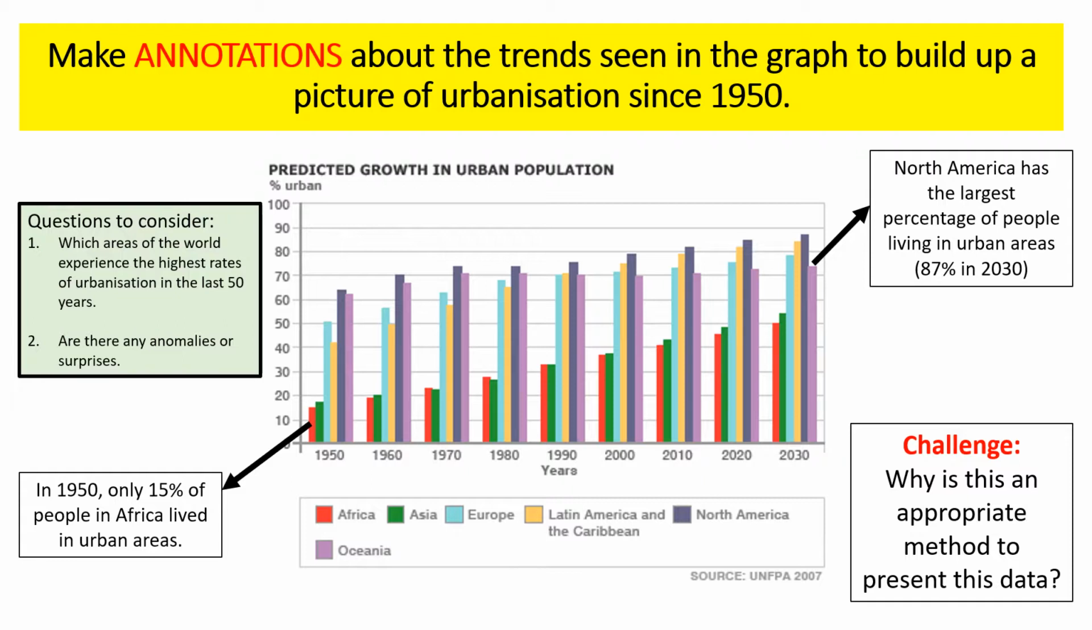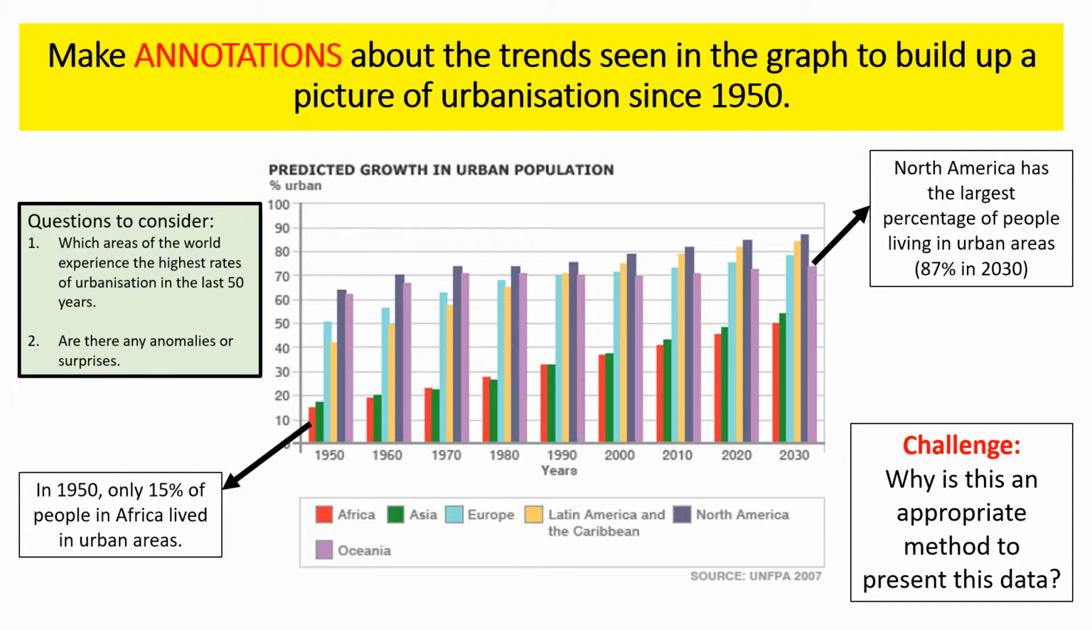This allows a very clear way of comparing and showing a trend. So that's why it's a really good method. Now this is a predicted growth in urban population. It goes from 1950 all the way to 2030 and looks at different regions of the world. Now we need to understand the different trends that are happening.